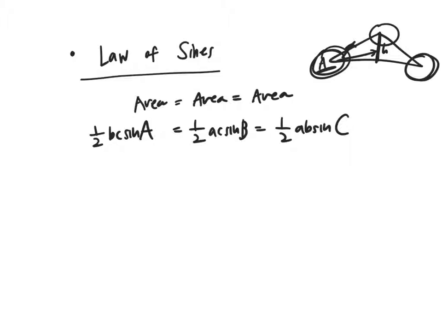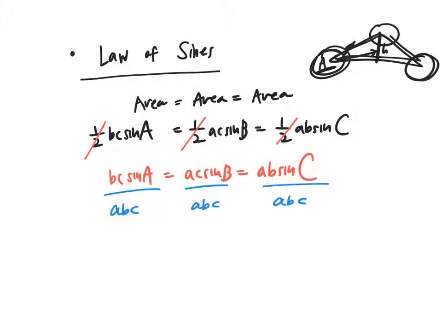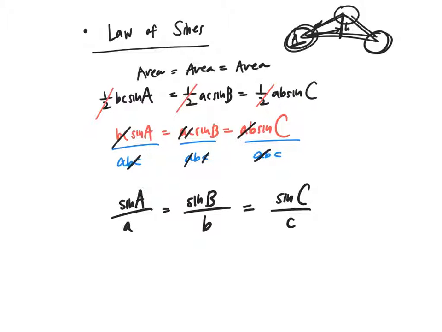Since the area of the triangle stays the same, we can set the three areas equal to each other. Then I can multiply everything by 2, balancing the equation, and notice that the halves cancel out. So I end up with BC sine of A, AC sine of B, and AB sine of angle C. Then I divide everything by ABC and cancel things that I can. When I reduce and clean everything up, I end up with sine of angle A over A equals sine of angle B over B equals sine of angle C over C.